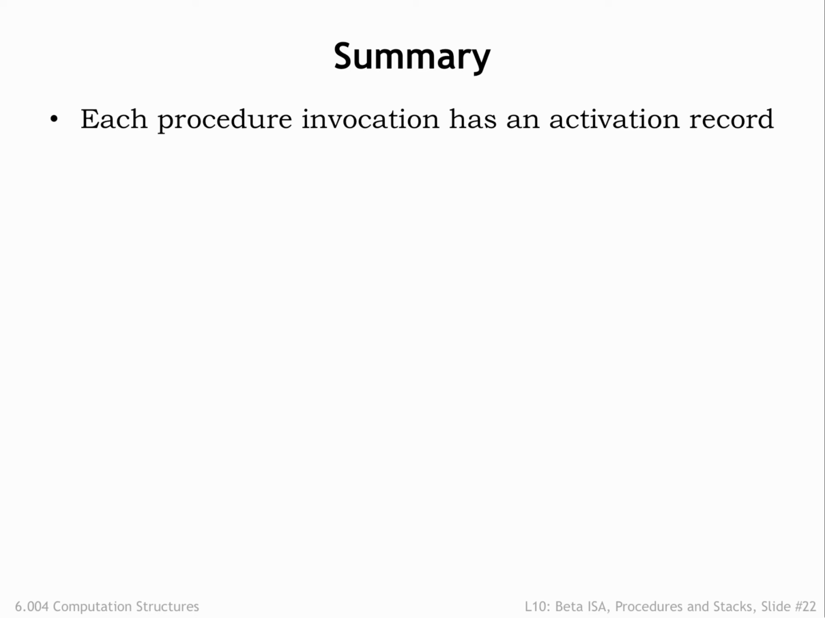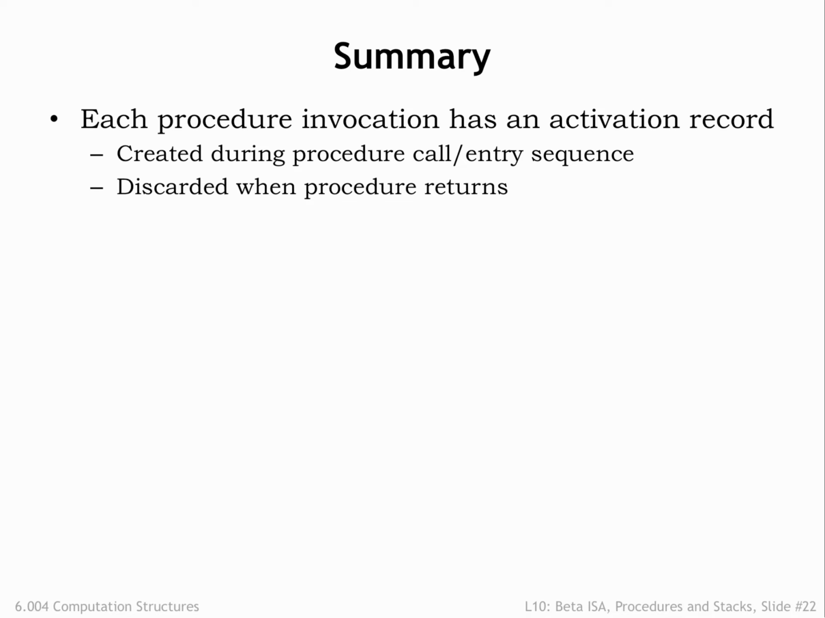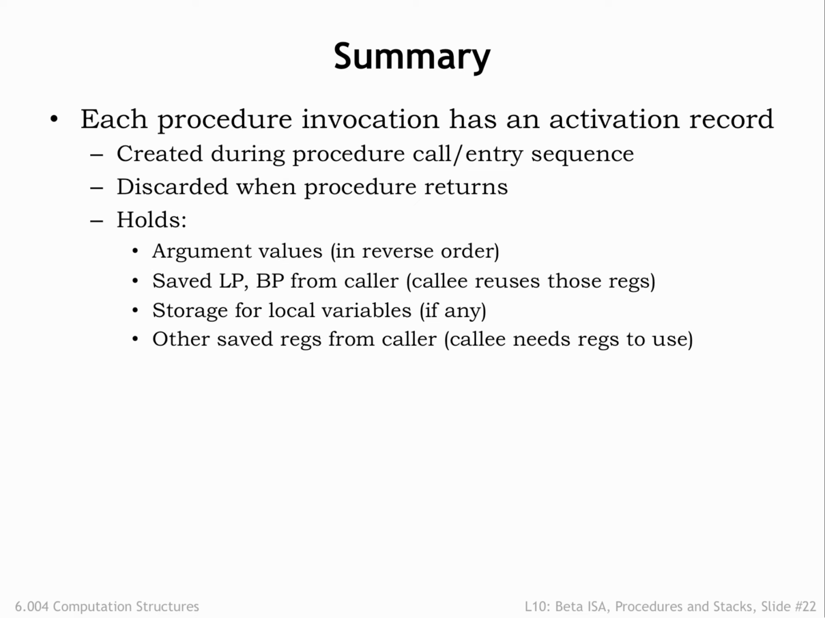In thinking about how to implement procedures, we discovered the need for an activation record to store the information needed by any active procedure call. An activation record is created by the caller and callee at the start of a procedure call, and the record can be discarded when the procedure is complete. The activation records hold argument values, saved LP and BP values, along with the caller's values in any other of the registers. Storage for the procedure's local variables is also allocated in the activation record.